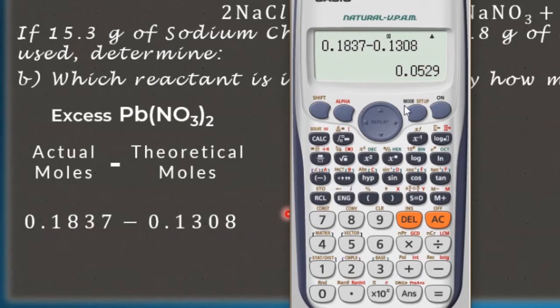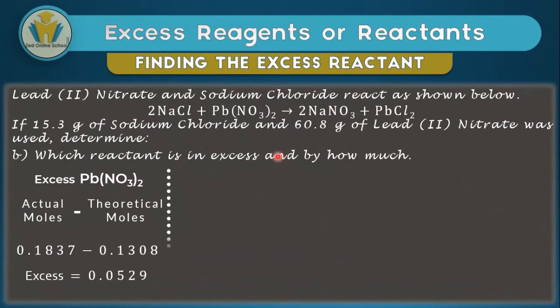Our number of moles that are in excess are 0.0529. That's the number we're going to use to find the amount of lead 2 nitrate that is in excess. Now, we're going in the right direction. What we need to do is convert this number of moles of lead 2 nitrate into mass. As you can see, all of our information here was given in mass. So when they ask us to find by how much, they're obviously talking about the amount of mass by which this lead 2 nitrate is in excess.